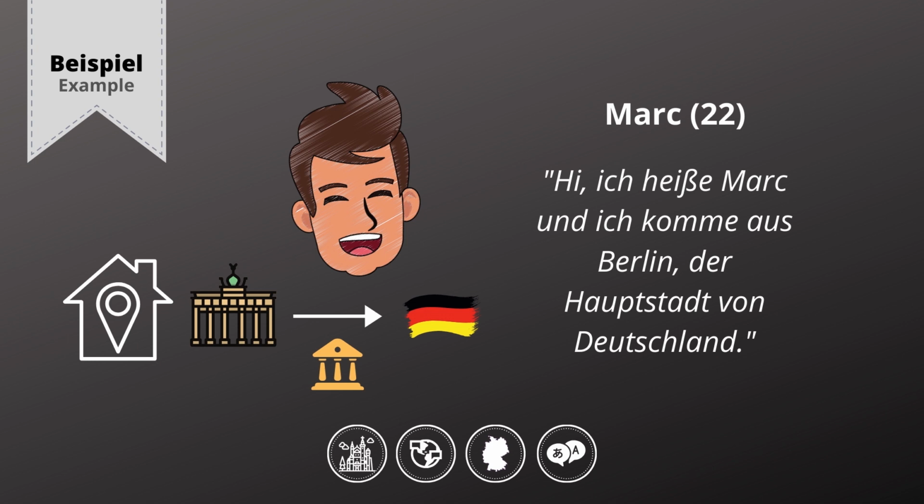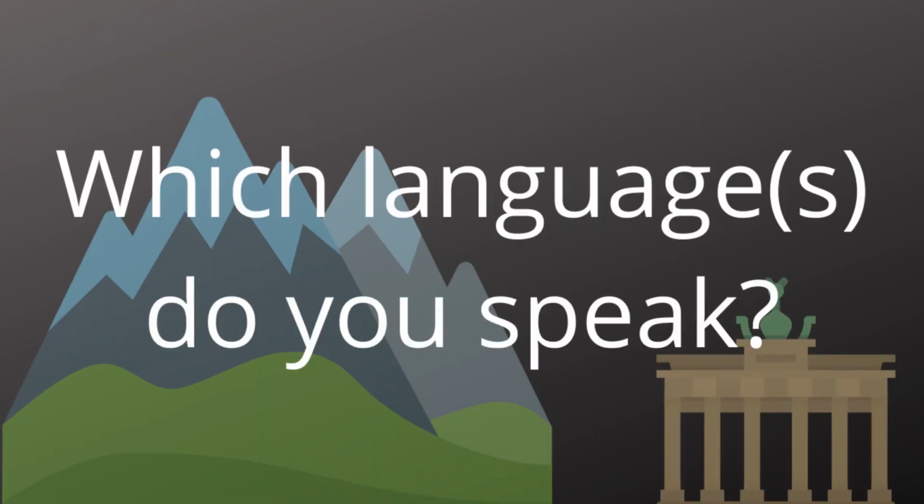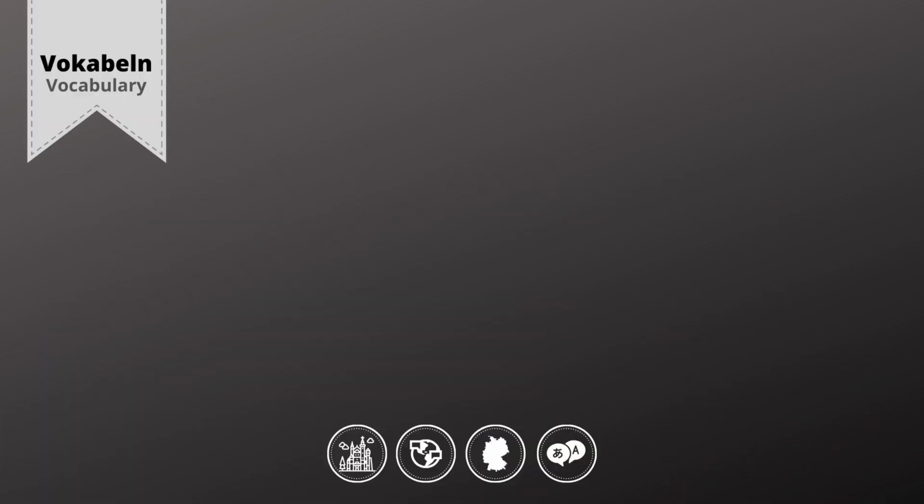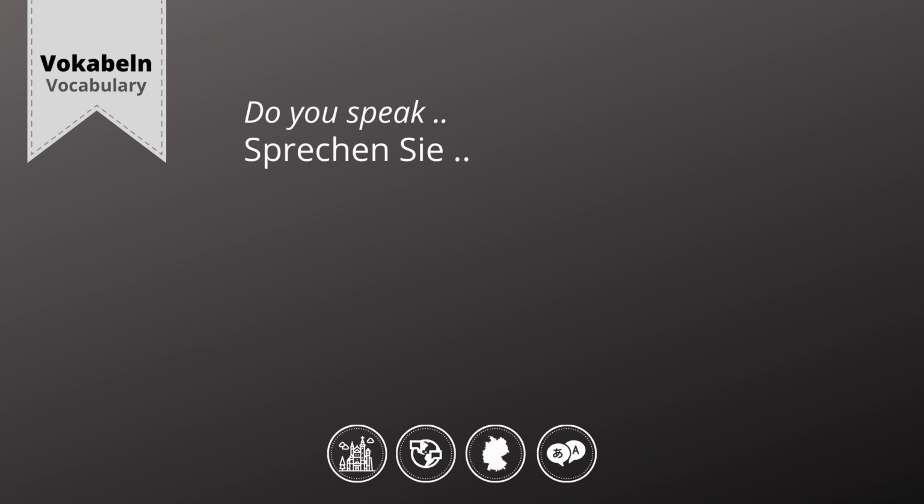Great, that brings us to the final part of this video. In this section, you will learn how to ask someone which language they speak. For example, you can say, do you speak: Sprechen Sie or sprichst du. As you probably can guess already, sprechen Sie is the formal way of asking and sprichst du is the informal way of asking, always depending on the situation. For example, sprechen Sie Deutsch or sprichst du Deutsch?